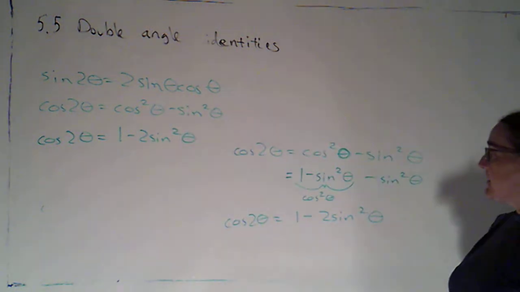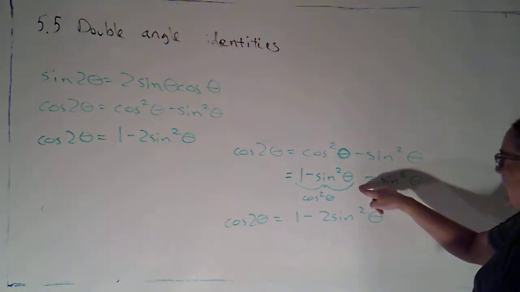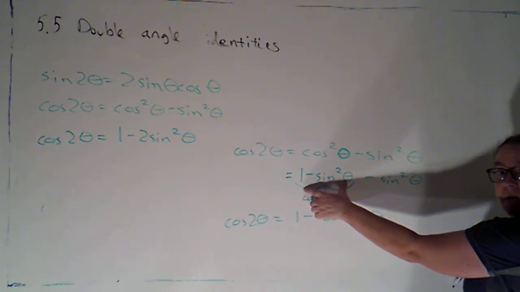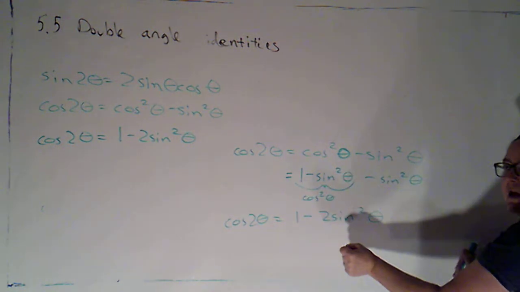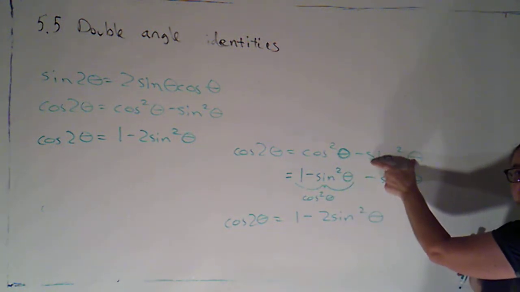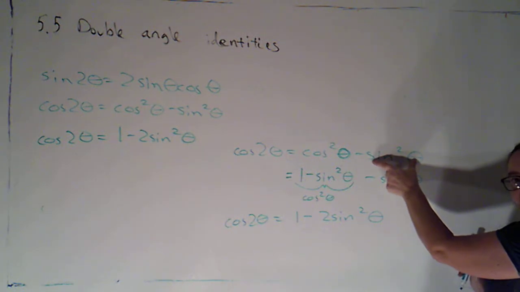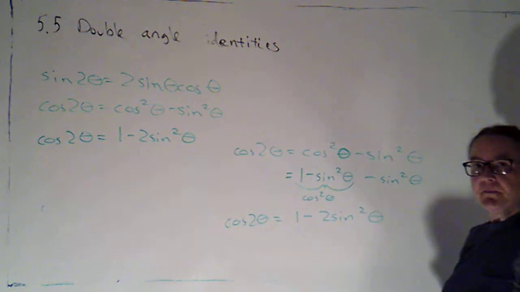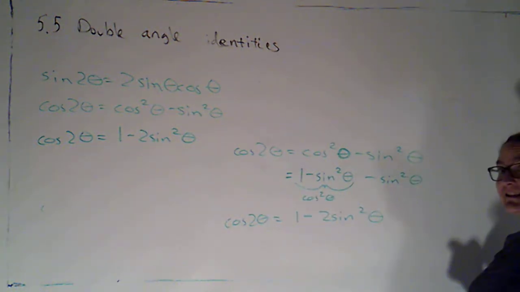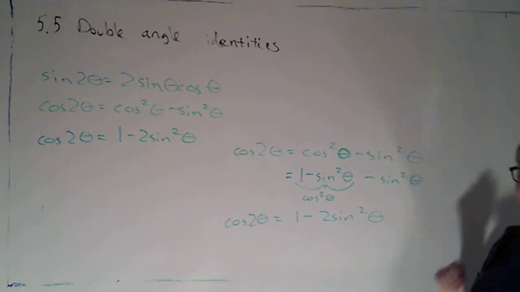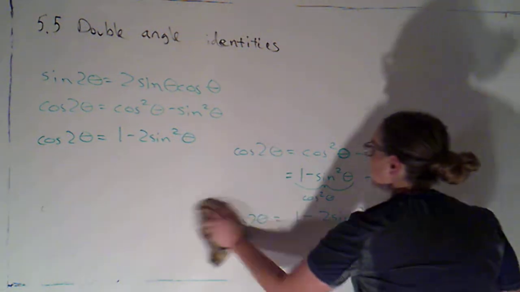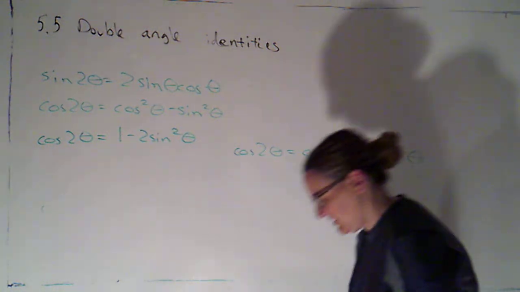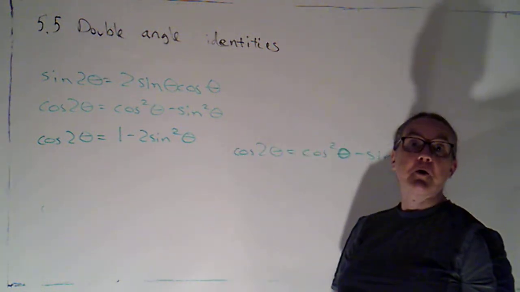Okay. Now I mentioned that there were 3 versions, because what I did here is I replaced cosine squared with 1 minus sine squared using my Pythagorean identity. Well, I could just as easily have used the Pythagorean identity to get rid of the sine squared. So that's what I want you to do. Pause the video, rewrite sine squared. Now be careful, because there's a negative sign in front of it, but rewrite sine squared using your Pythagorean identity and come up with a third version of the double angle formula for cosine.